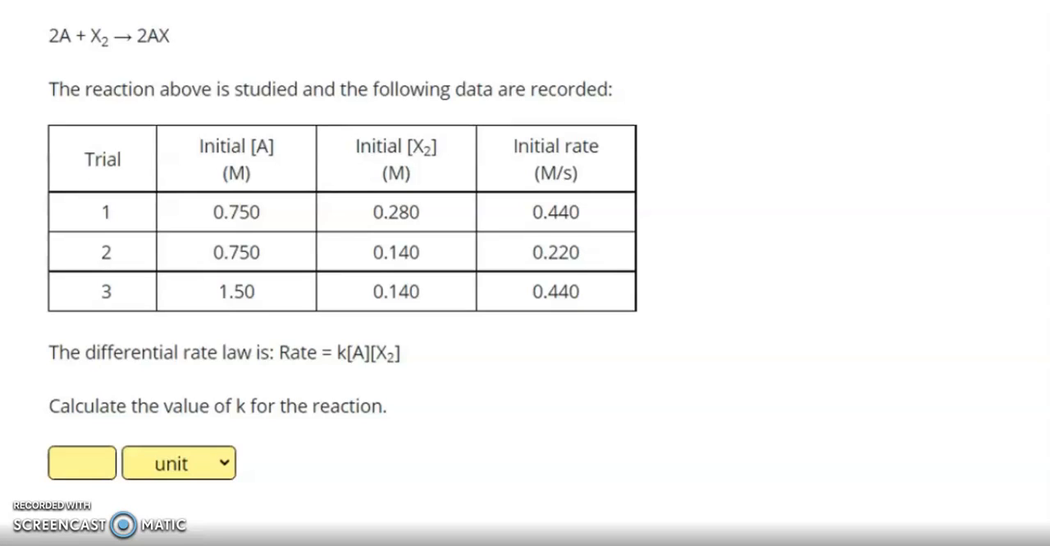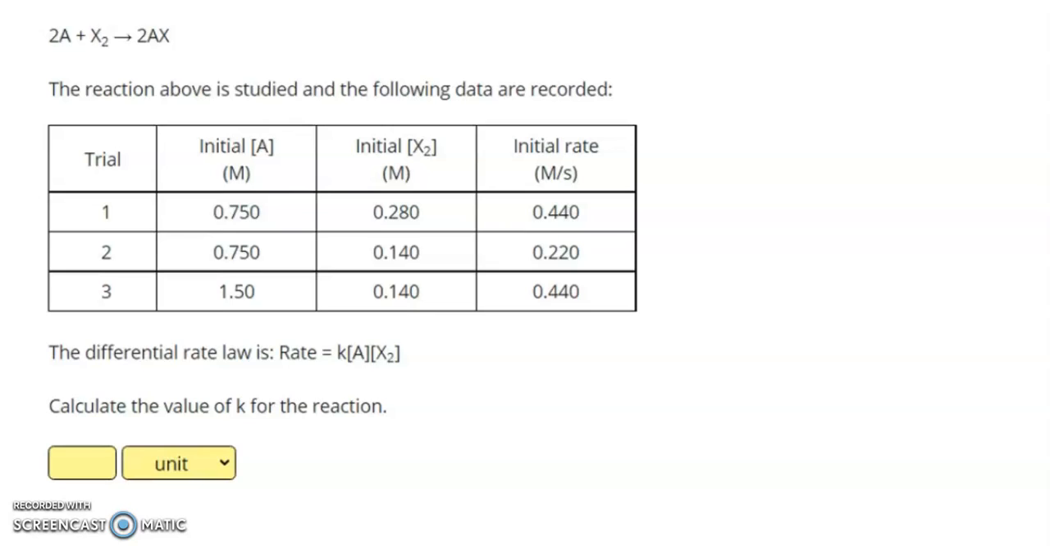This video is about differential rate law calculations. So this first problem says 2A plus X2 yields 2AX. The reaction is studied, we get this data, and we have 3 trials. We have the differential rate law: rate equals k times the concentration of A times the concentration of X2, and we want to calculate the value of k.